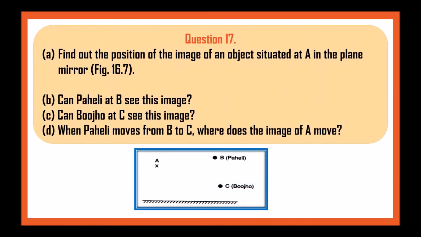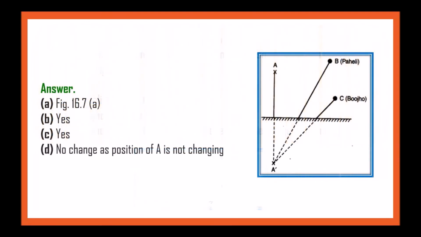Next, find out the position of the image of an object situated at A in the plane mirror. Can Paheli at B see this image? Can Boojho at C see this image? When Paheli moves from B to C, where does the image of A move? So this is the figure. And there will be no change in the position of the image of A as A is not changing.